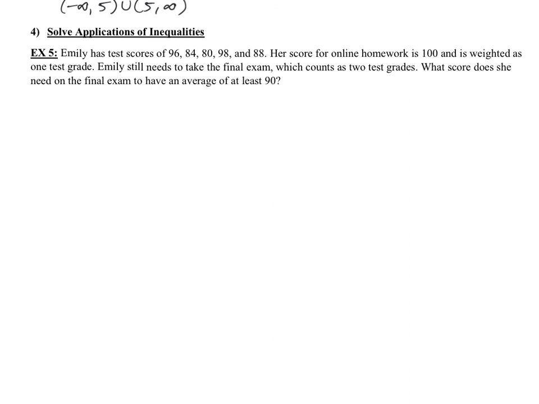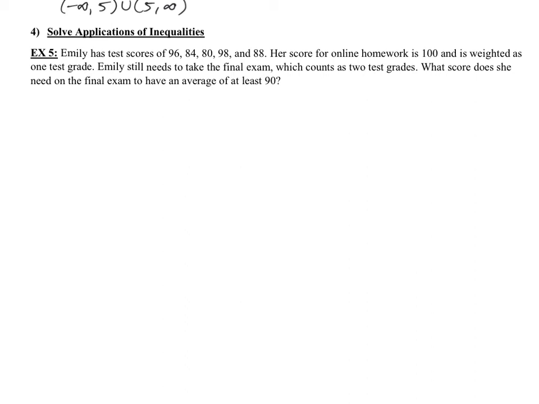Objective 4. Solve applications of inequalities. Emily has test scores of 96, 84, 80, 98, and 88. Her score for online homework is 100 and is weighted as 1 test grade. Emily still needs to take the final exam, which counts as 2 test grades. What score does she need on the final exam to have an average of at least 90?